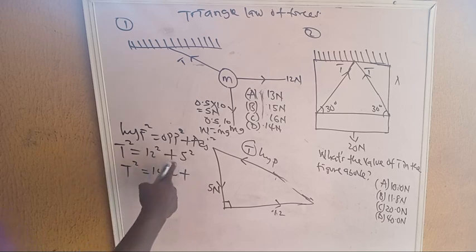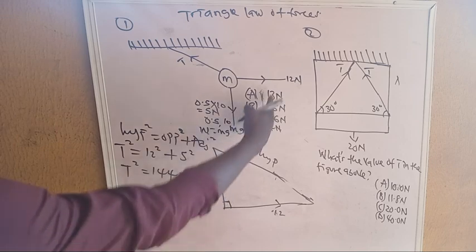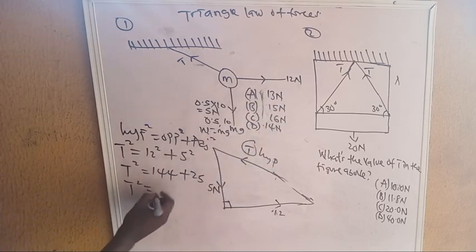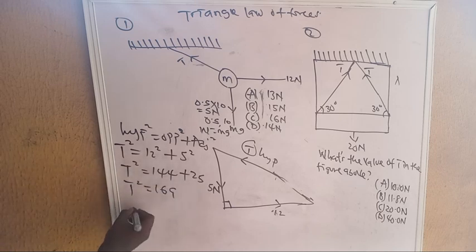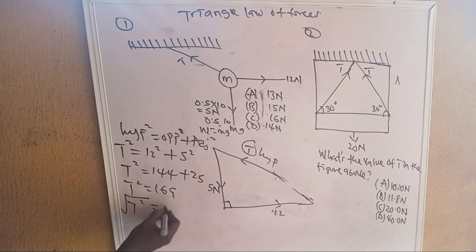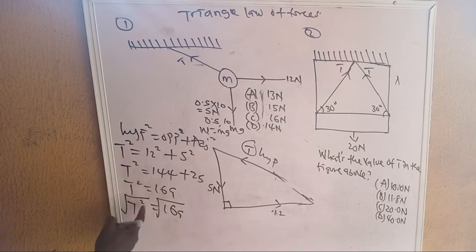144, then plus, okay, 5 squared gives us what? 25 Newton. These are the options. Then we have T squared is equal to, if you add 144 plus 25, we have what? 169. So take the square root of both sides. T squared in square root is equal to what? 169 in square root.